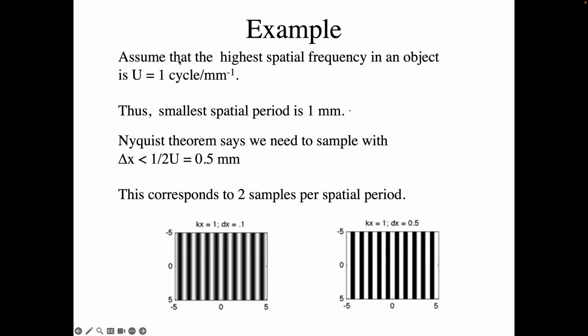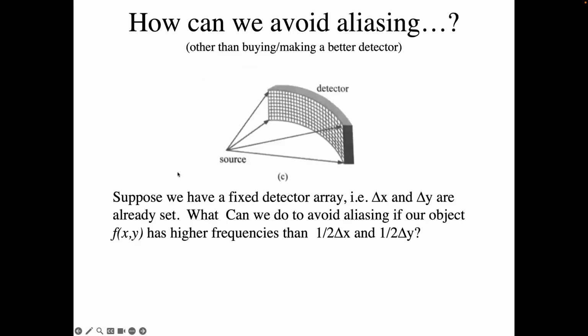So if we assume the highest frequency in the object is 1 cycle per millimeter, then the Nyquist theorem tells you you've got to sample at 0.5 millimeter separation, or twice that. Okay. So in CT, just saying, oh, we'll sample twice as fast, that's not an option, right? We've got a sampling grid, it's there, we're using it.